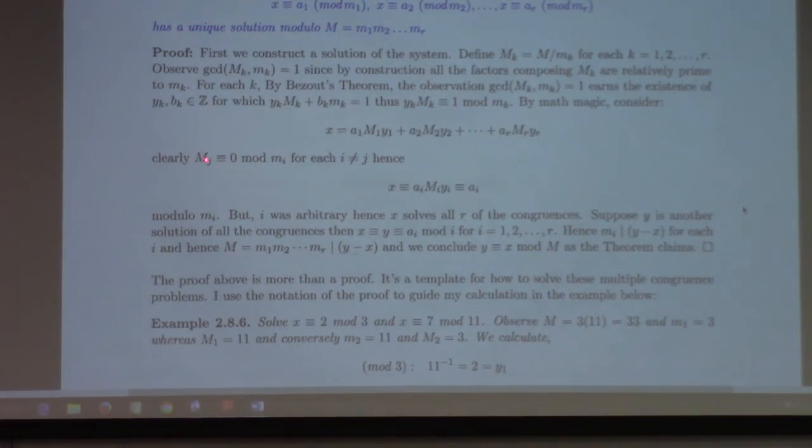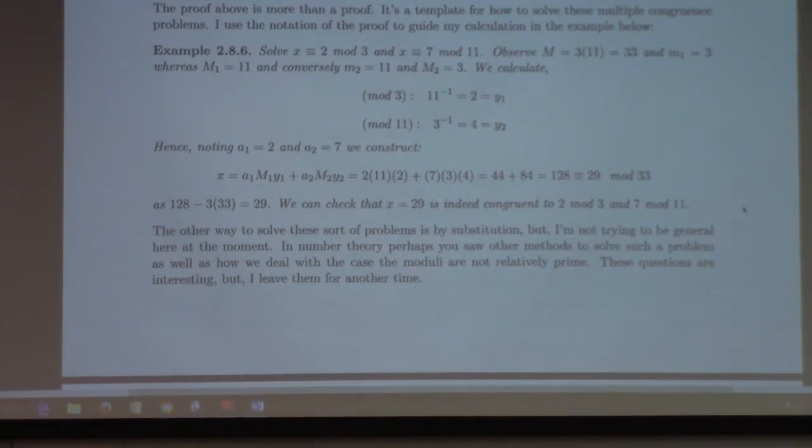Well, if you look at this, mod what? So if I look at this x mod m sub i, everything is 0 here except for the ith term. So the only thing that survives modulo m sub i is this: a sub i, big M sub i, y sub i, right? But remember, mod m sub i, this big M sub i times y sub i is congruent to 1. So this just goes to 1, and you're just left with x is congruent to a sub i, which is just what we wanted. But i is arbitrary, so you've solved all of the congruences. And it's better than just a proof, because it shows you a method that you can calculate the solution, right? Let me show you how it works.